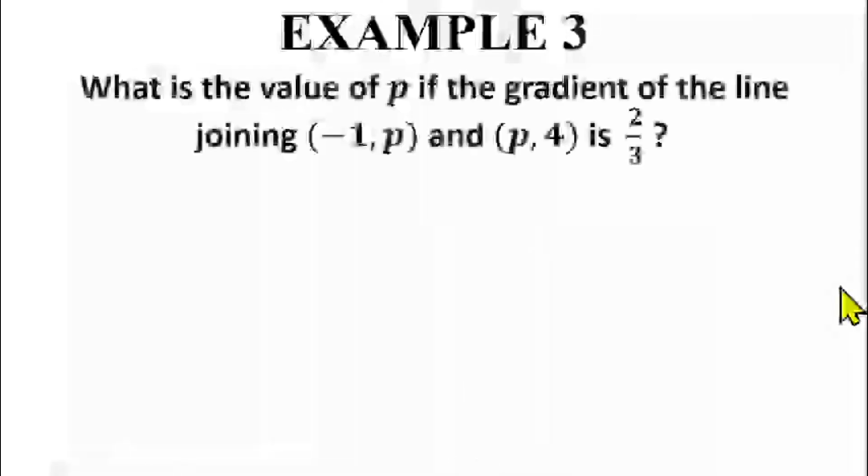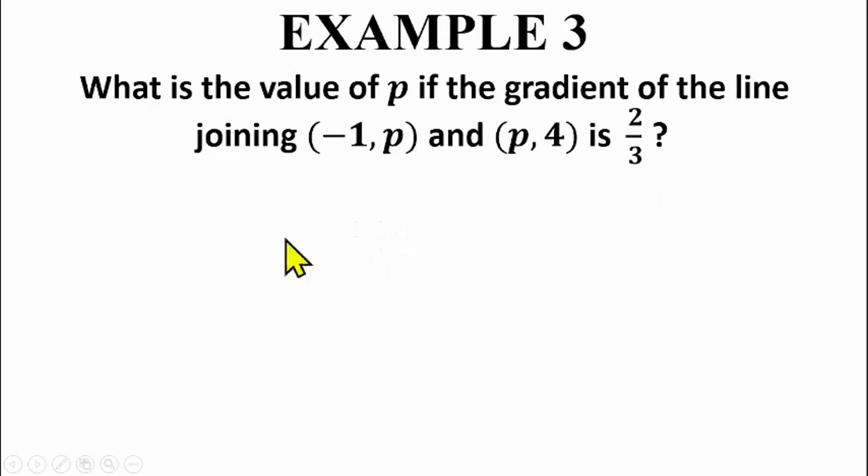Also, let's see example 3. Example 3 is an indirect question, and this question is from JAMB. We are told: what is the value of P if the gradient of the line joining this point and this point is 2/3? So we have to use the gradient of the straight line that passes through this coordinate and this coordinate, and the gradient is given as 2/3. You have to use that gradient to find P.